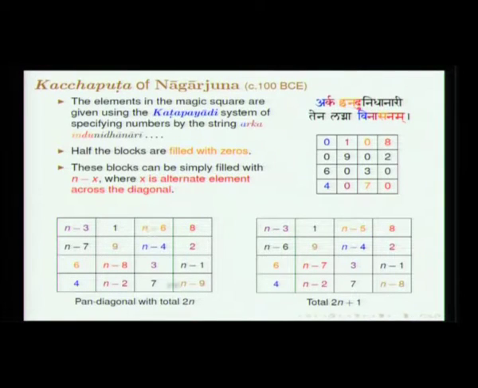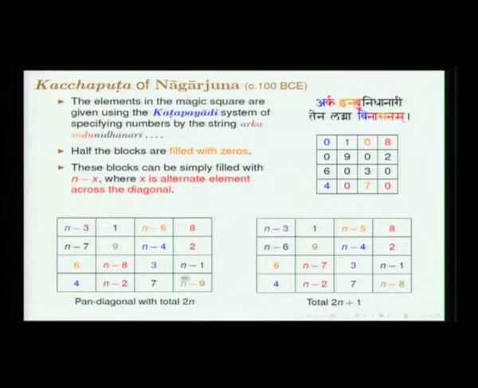If you fill it in this way, you will see that this actually turns out to be a pan-diagonal magic square whose sum is 2n. So they have created a very interesting mnemonic by which, whatever be the number that you want to get, you will be able to construct a magic square. Once you remember this mnemonic, that is all.